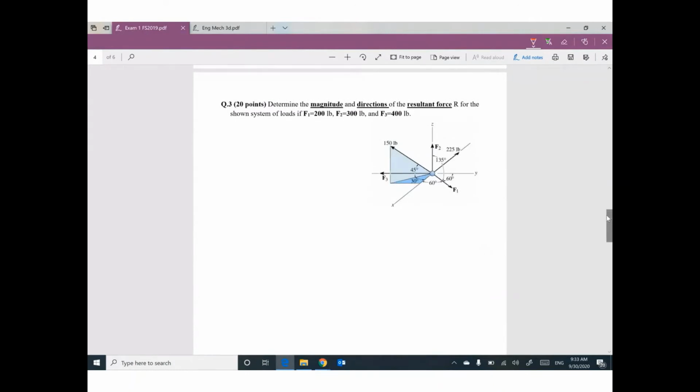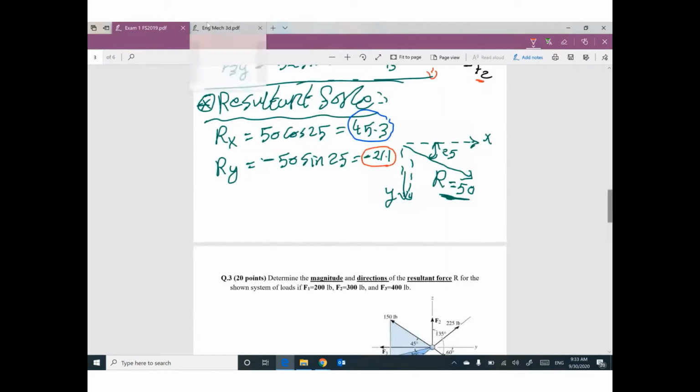Question number 3. Guys, here you have to solve to find what is the value of theta, what is the value of F2. If you didn't get the final answer, you will probably get a 1 or 2 point deduction. So you have to solve, because there are only two equations.